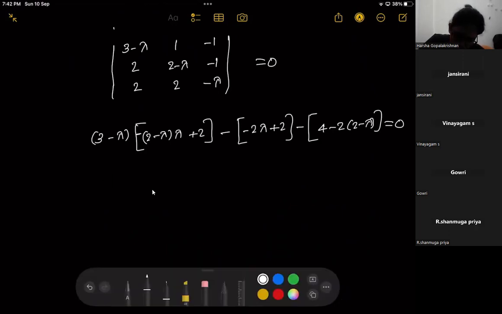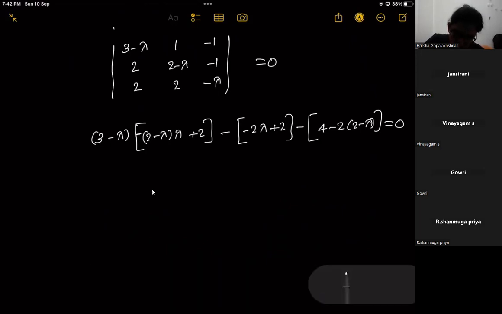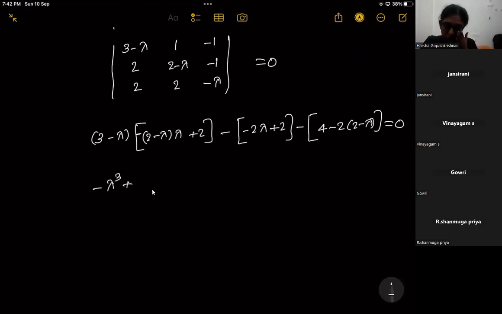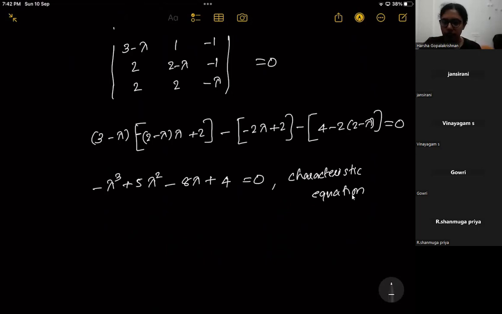So minus lambda cube plus 5 lambda square minus 8 lambda plus 4 equal to 0. Okay, after simplifying, this is the equation we are getting. So you can just cross check it once. Whatever we are obtaining here is the characteristic equation. Equation means there is some equality sign. If we are equating this to 0, we will say it is a characteristic equation.